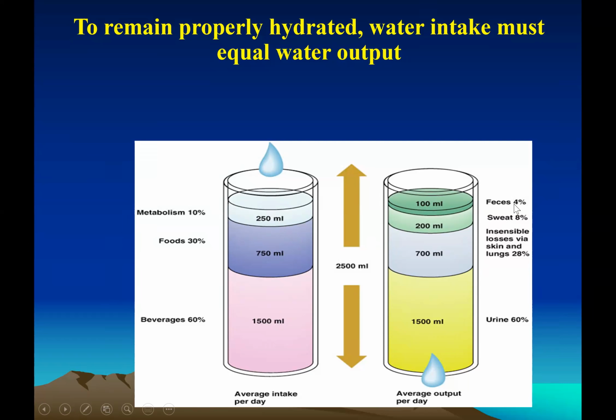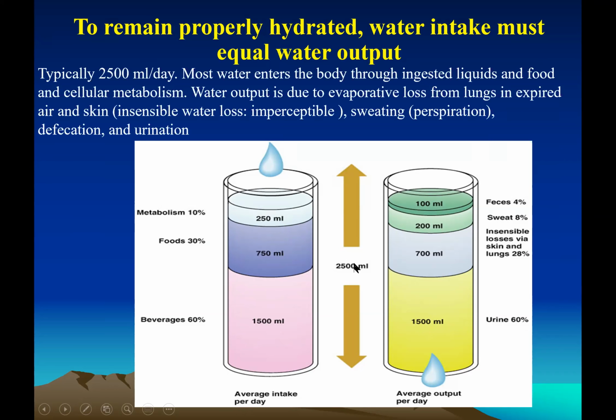And how do we lose water? 4% is lost in the feces, 8% through sweat. Insensible loss is the loss through skin and by breathing, by lungs. And most of the water we get rid of by urination. So this is the magic number here: 2500 ml of water is required by the body. The picture on the left talks about the water input into the body, and the right is how we are going to lose water from the body. So the left and the right should be in balance for water homeostasis to happen.